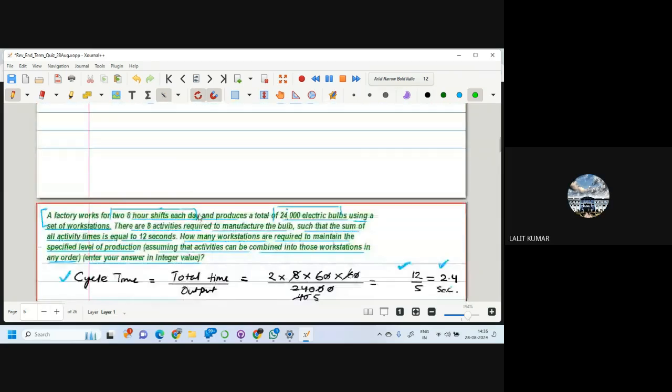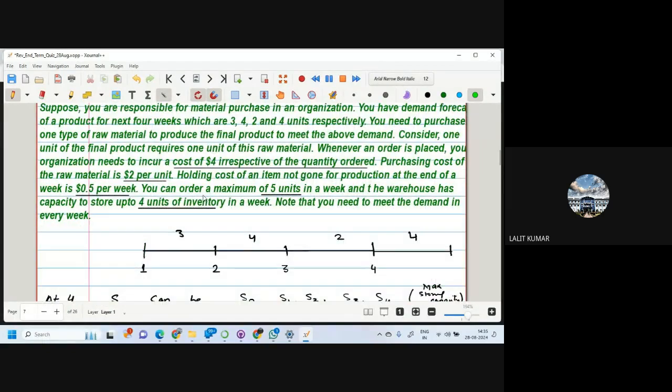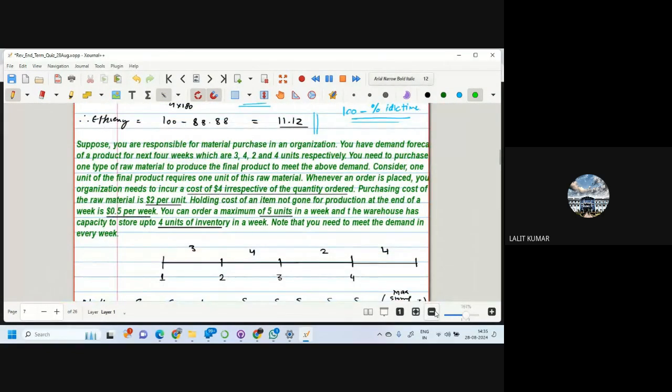Okay. So next question is a Bellman question, and if you remember this question we had solved during our revision for quiz 2 also. And it has come in P by P, December 23. So suppose you are responsible for material purchase in an organization, you had demand forecast for a product for the next 4 weeks, which are 3, 4, 2, 4, and 4.